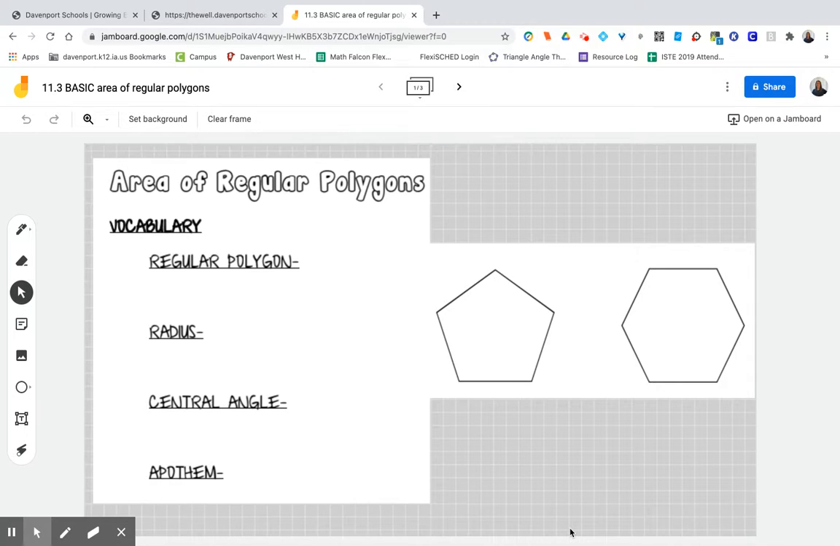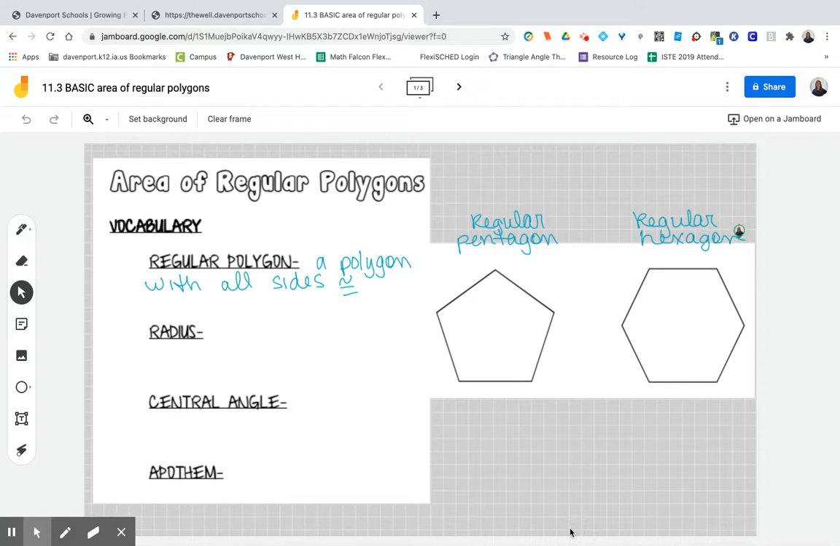A regular polygon is going to be a polygon with all sides congruent. So if you look at these two polygons I have over here, this one here is a pentagon, and we will call this a regular pentagon. And then here we have a regular hexagon.